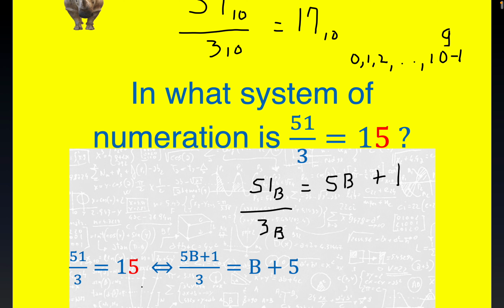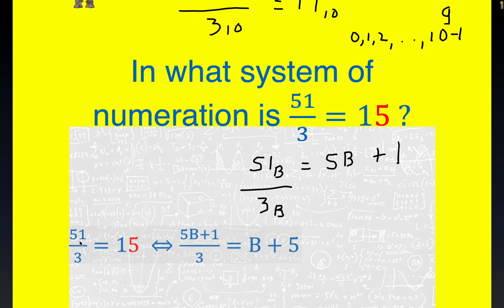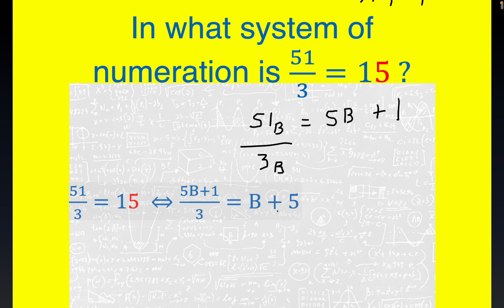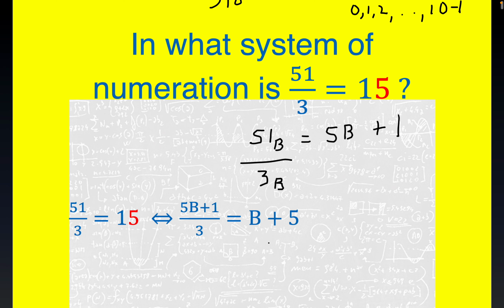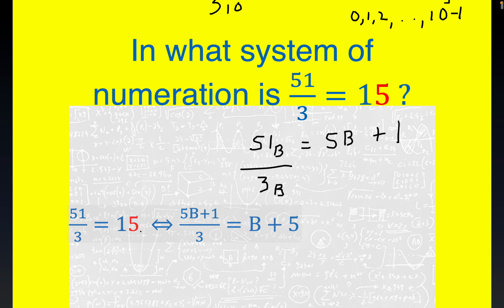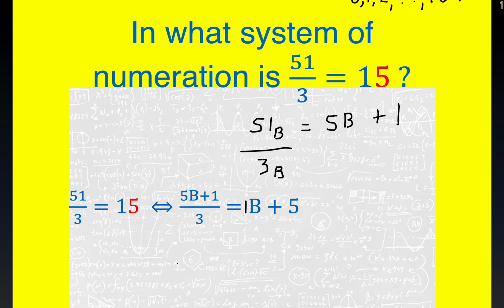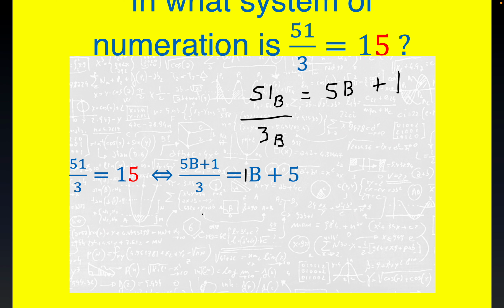In this, what a lot of people would call a recreational math problem, 51 over 3 is equal to 15, and 51 is equal to 5b plus 1, just like I mentioned. So you can solve this equation: 5b plus 1 over 3 is equal to b plus 5. That would be the representation of 15, if you think of the 1 in front of the b as 1 times b. Now, what happens when we solve this? I'll just multiply by 3, so we get 5b plus 1 equals 3b plus 15.